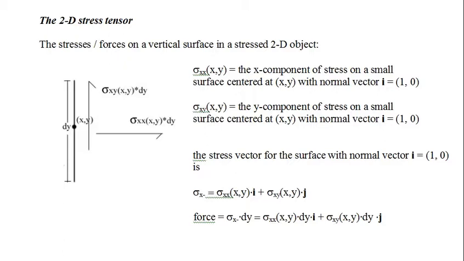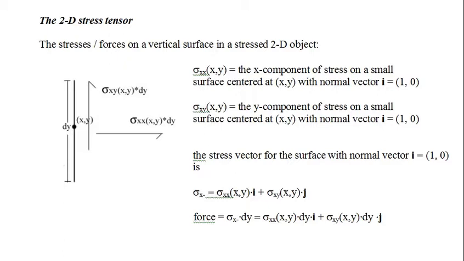The x component of the force that the right side of the object is exerting on the left side through the surface dy is sigma xx evaluated at x, y times dy. The y component of the force that the right side of the object is exerting on the left side through the surface dy is sigma xy evaluated at x comma y times dy. These equations define sigma xx and sigma xy, which have units of force per unit length.